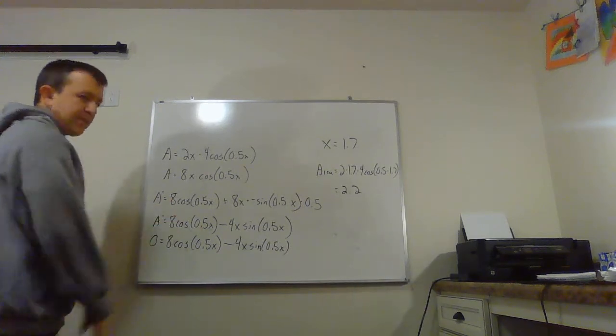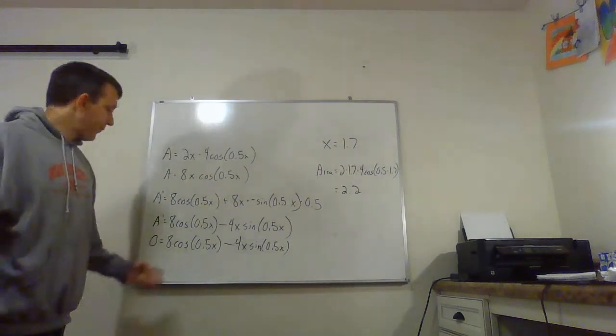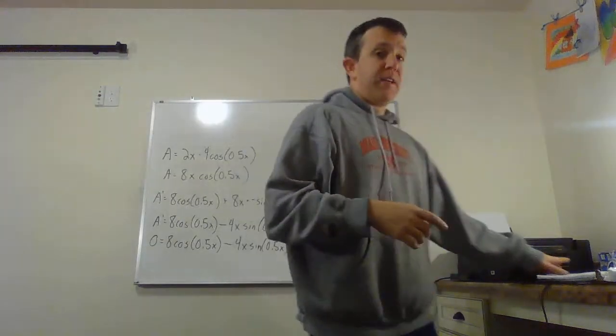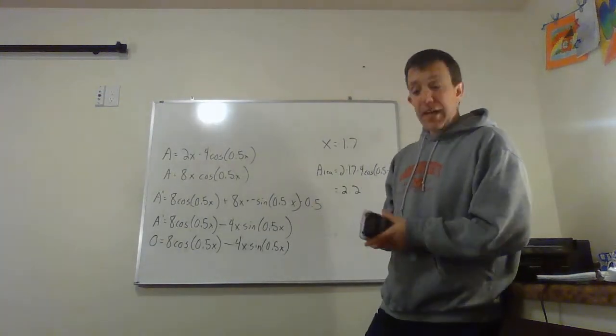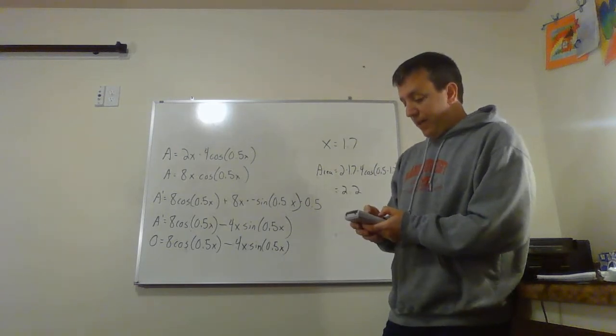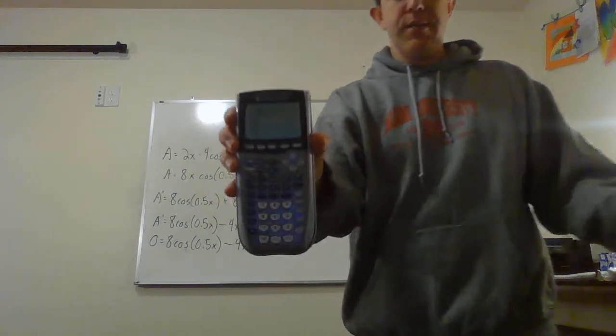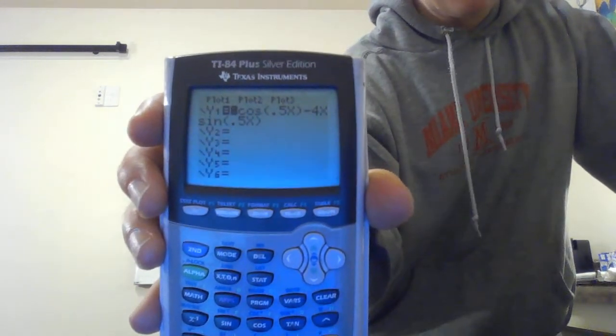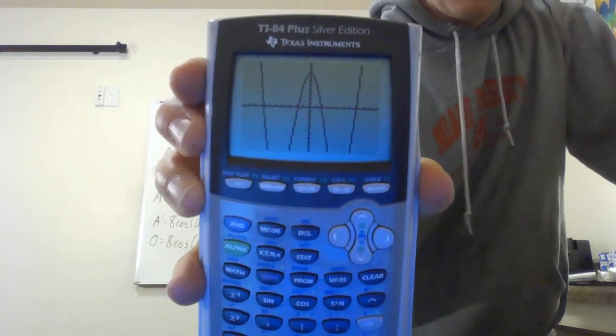But what you might notice here is that that is disgusting. You are probably not going to solve that very well. Honestly, neither was I. So I used my calculator. The first thing I did was I typed it into my calculator in the y equals menu. I'm going to be graphing that. So you can see that then I hit graph, and I get a graph.